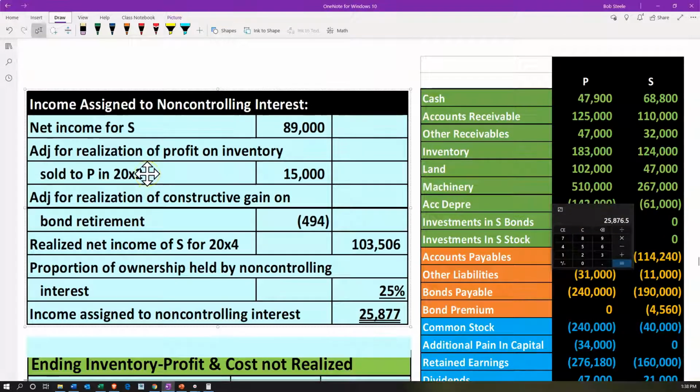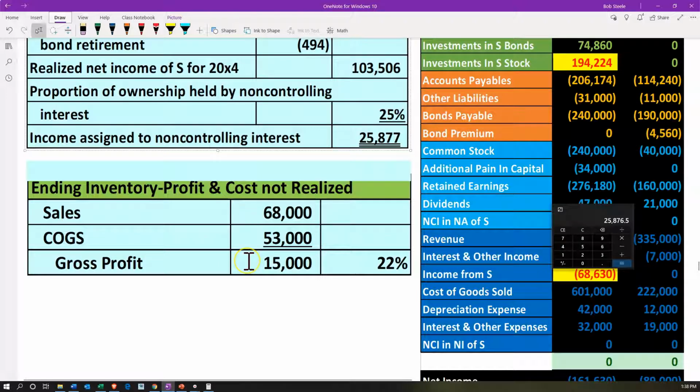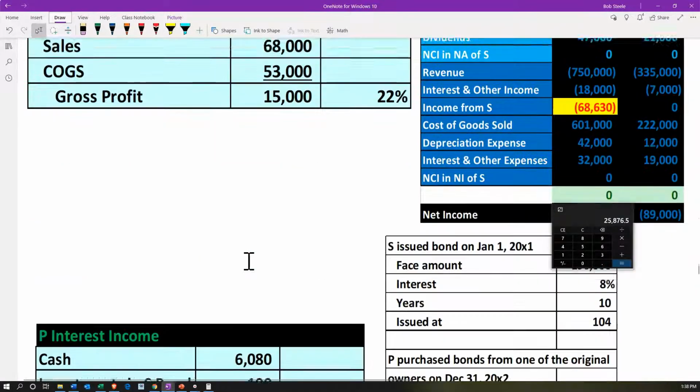Note that this date, I think this might need to be 2000X3, the prior year inventory information, at 50,000 that we've used to calculate in the past. So just keep that in mind. But here's the calculation for it. There's the 15,000 for that adjustment.